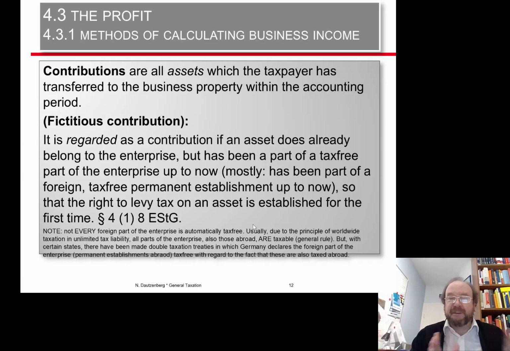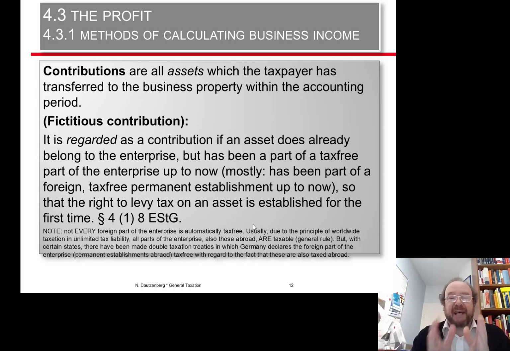By the way, when it comes to these fictitious contributions and withdrawals, you must always keep in mind that the general rule is that every part of your business all over the world is subject to German tax liability, because usually you are an unlimited tax liability taxpayer if you live in Germany. The peculiar situation that there is a part of your firm which is not taxable but tax-free under German law results from special rules which deviate from that general rule. Namely, it results from double taxation treaties.